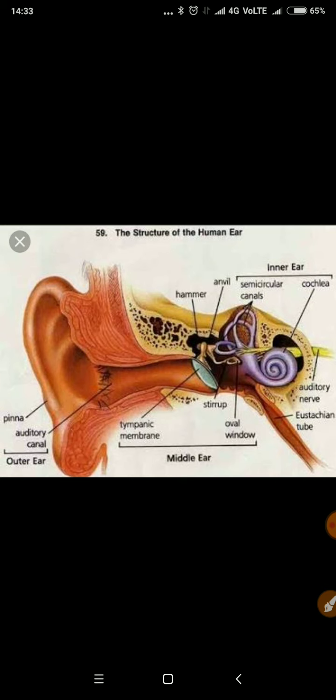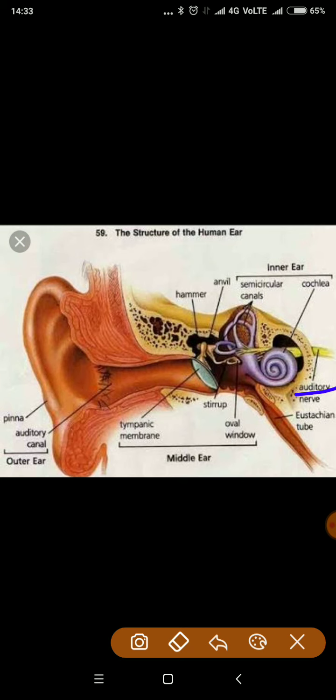Now we were discussing the internal ear. It is composed of the cochlea and 3 semicircular canals, as I have told you. The cochlea is filled with a liquid, and this cochlea makes the hearing apparatus, and the auditory nerve from it goes to the brain. Are you able to see this auditory nerve present over here, right?